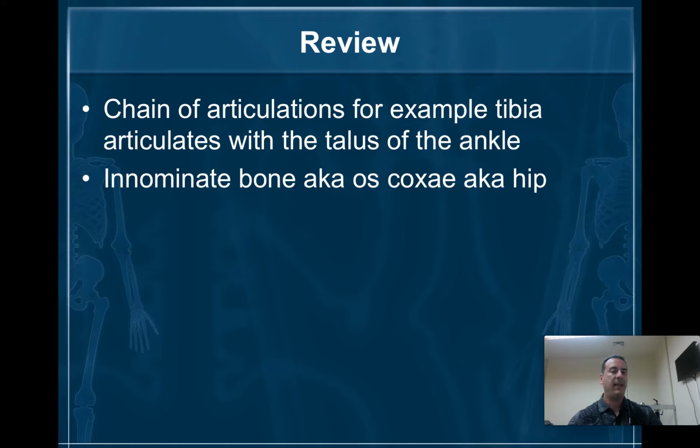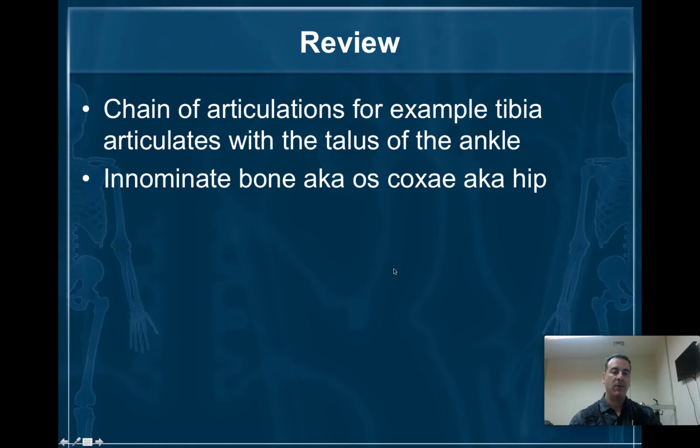All right, chain of articulations. For example, the tibia articulates with the talus of the ankle. So just be familiar with, hey, the humerus will articulate with the radial head as well as the notch of the ulna, if you would, or the portions of the ulna, and how the knee is really just your femur sitting on top of your tibia. So just get a chain of how things are put together.